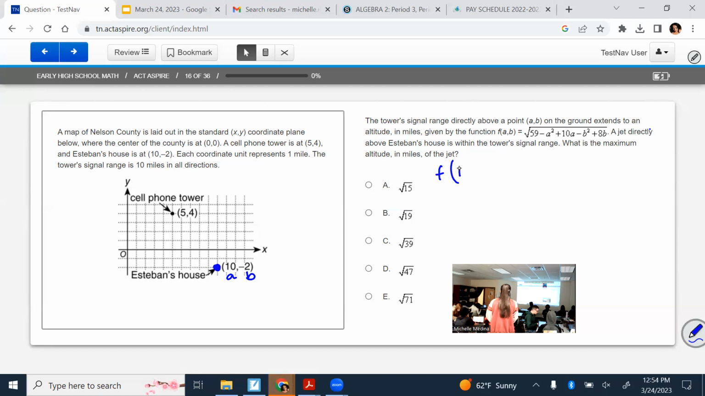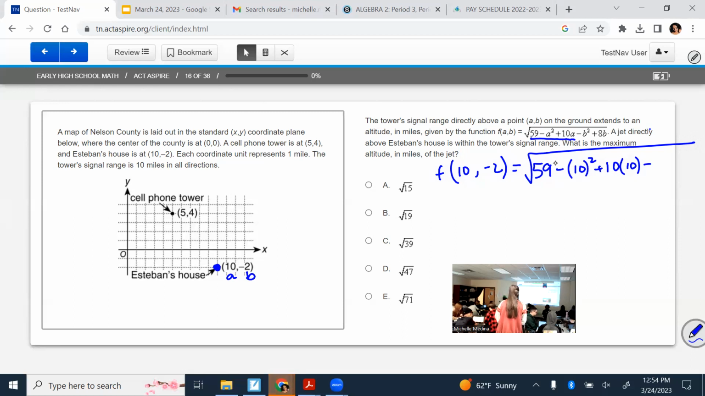So it goes f of 10 comma -2. And we said 10 is the A. So anywhere that there's an A in here, I'm going to plug in with a 10. And anytime you plug stuff in, what should you use? Parentheses. So far, all I did was plug in the A into this chunk. Everyone see that? 59 minus 10 squared plus 10 times 10. Now the B is supposed to be what?